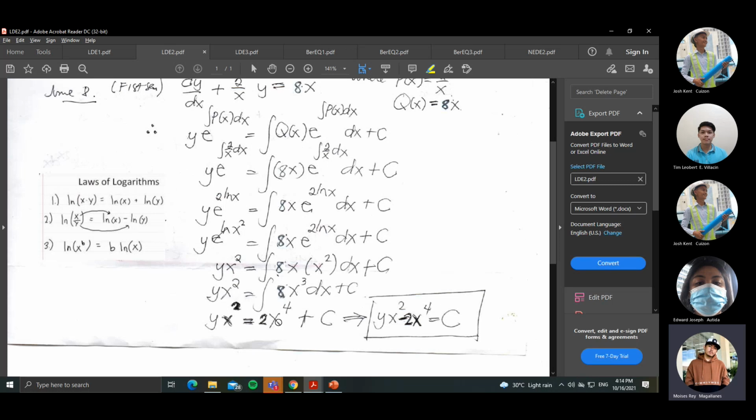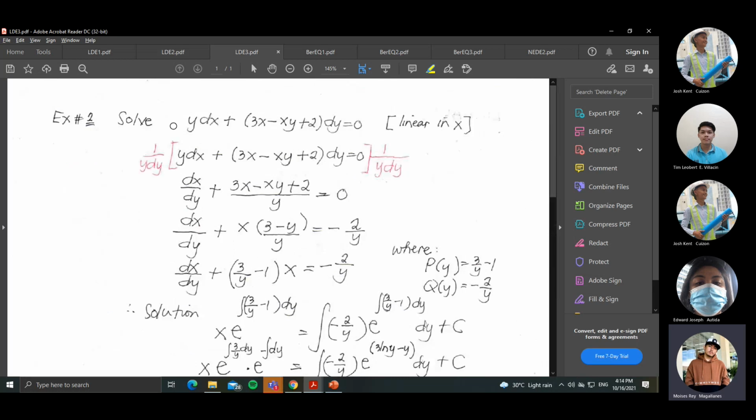So our answer is 2x to the power of 4 plus c. This is our answer, but we can also transpose the 2x raised to the power 4 to the left side. So the answer is y x squared minus 2x raised to the power 4 equals c. So let's have another example.